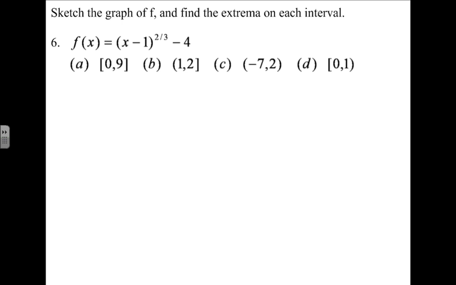Sketch the graph and find the extreme on the interval. Does anybody know what (x minus 1) to the 2/3 power minus 4 equals? I don't either. But I do know that these are my endpoints, 0 and 9, so I can put those in. How do I take the derivative of this? 2/3 (x minus 1) to the negative 1/3 times 1. So that's the derivative. Is there any place that's going to make that undefined or equal to 0?